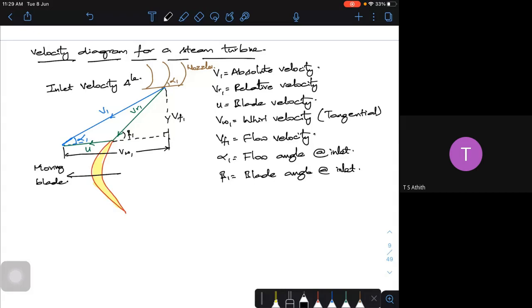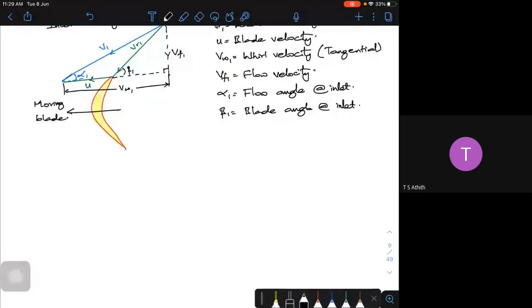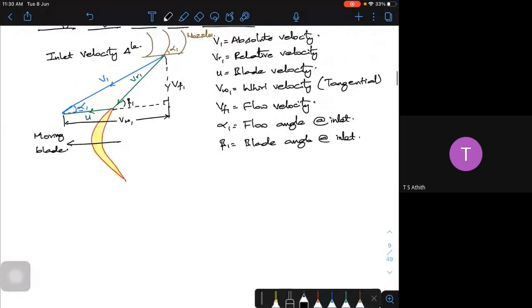Now, if I go to the exit triangle, what will happen? This VR1 is always tangent to the blade. At any given point, the relative velocity should be drawn tangent to the surface of the blade. Now, if I try to draw the exit velocity triangle, the fluid will be striking the blade and sliding like this. So this will be your velocity VR2.